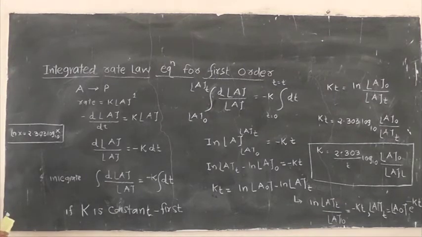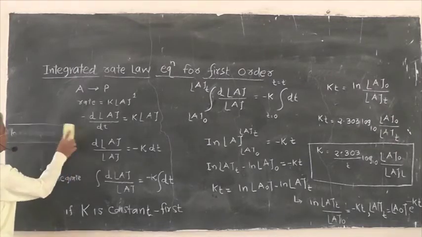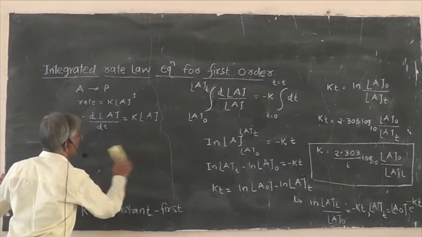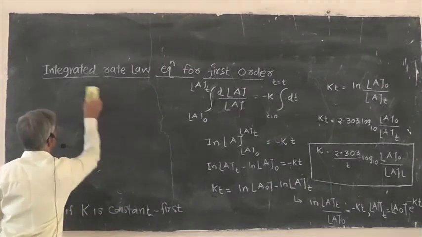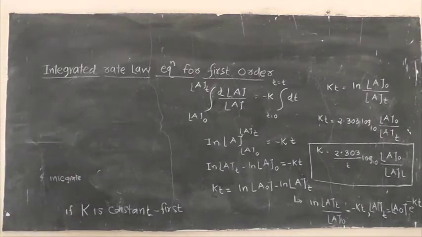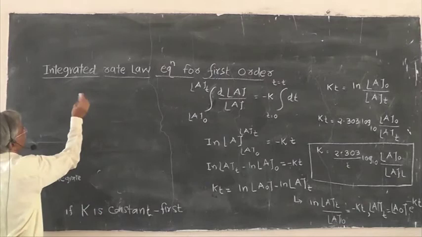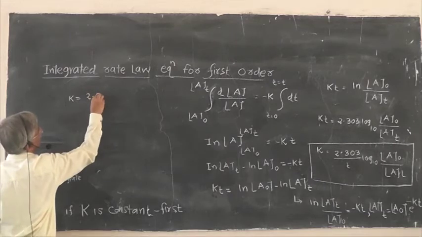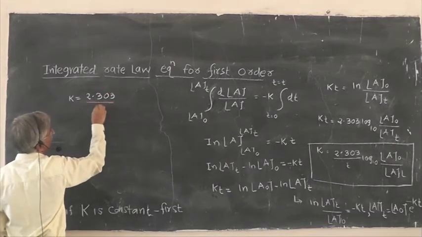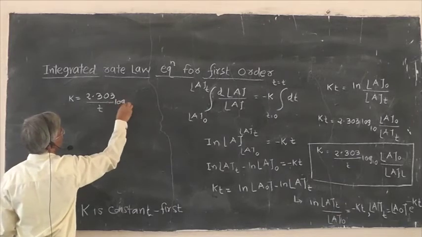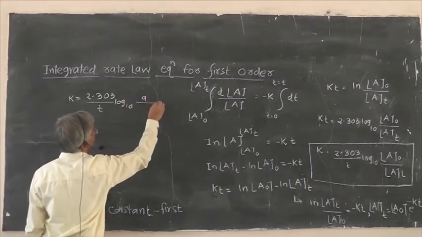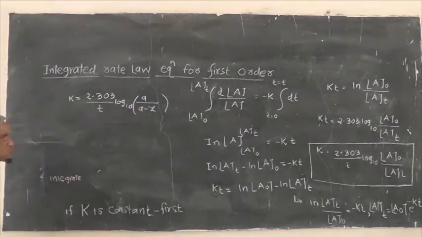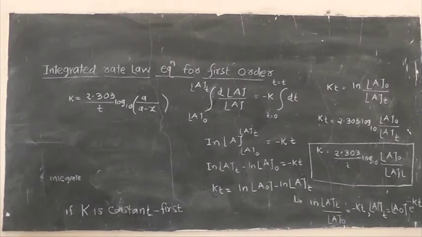Now, for calculation purposes and simplicity, that equation can also be written in a few different forms. Let us go for that. The one more form is k equal to 2.303 upon t log to the base 10 small a upon a minus x. This many times makes it easy for the student for calculation.